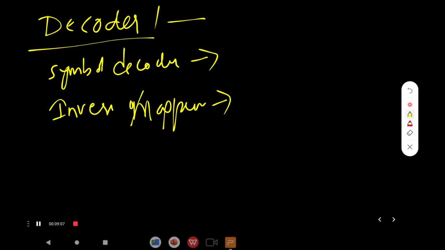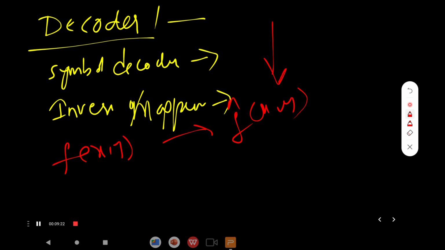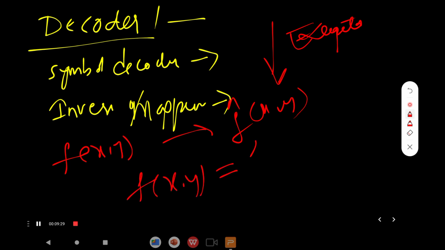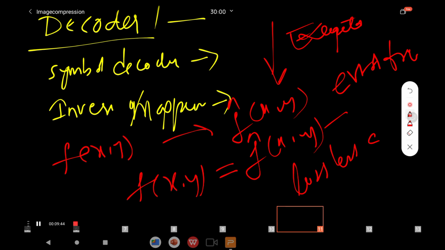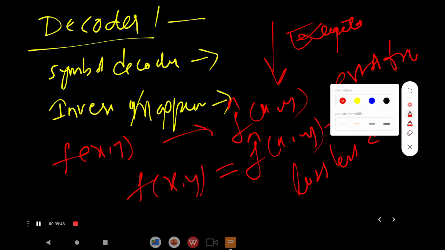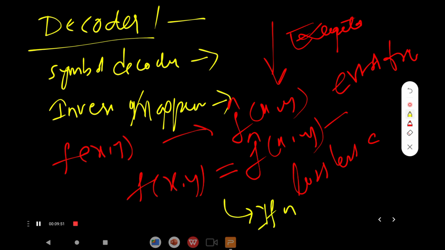Image compression is very helpful. Here are two important conclusions. Suppose f of x comma y is the input image and f dash of x comma y is the output image, or expected image. If f of x comma y is equal to f dash of x comma y, it is error free or lossless compression. If it is not satisfied, then it is called lossy compression. That is just a brief introduction about the image compression model.